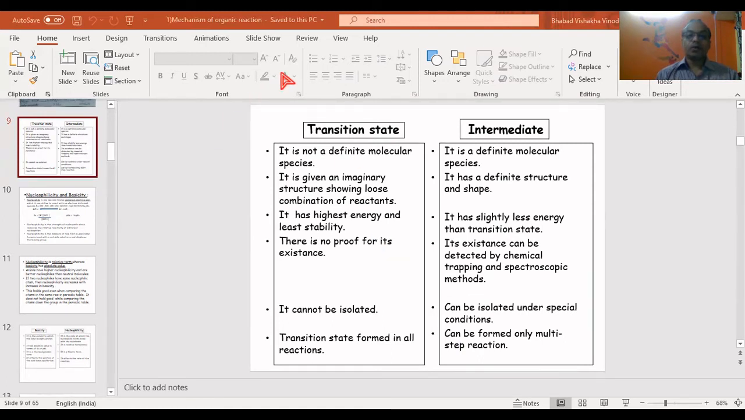For the transition state, there is no proof for its existence, whereas intermediate can be detected by chemical trapping and spectroscopic methods. Transition state cannot be isolated, whereas intermediate can be isolated under special conditions. Transition state forms in all reactions, but intermediate can be formed only in multi-step reactions.